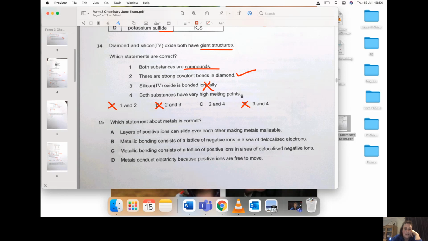Both substances have very high melting points. That is correct. So your answer for number 14 was C. Process of elimination. Work out which statements are correct, cross out any answer that has a statement that is wrong, and you get to your answer pretty quickly. Silicon 4 oxide is not bonded ionically, it's bonded covalently because it has the giant structure. Okay, number 15.